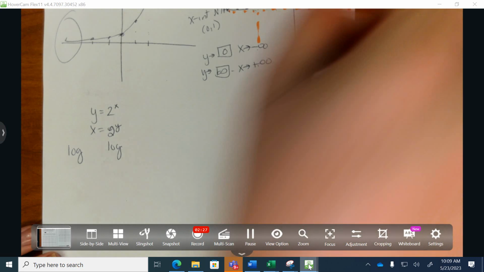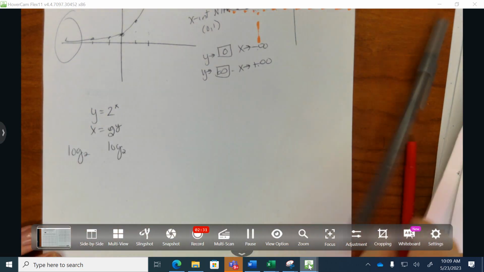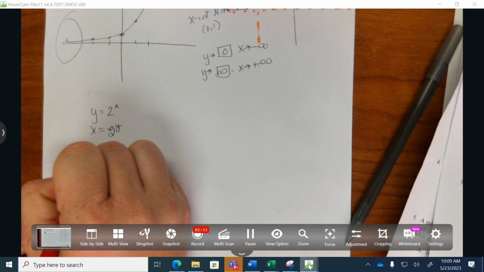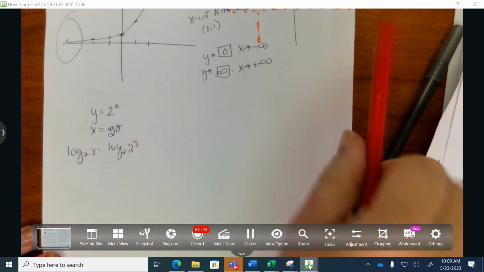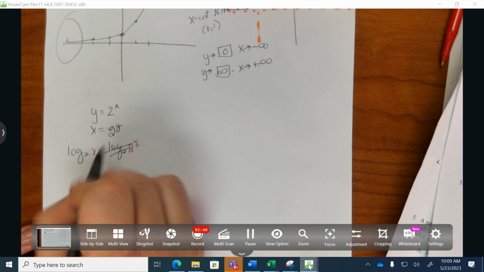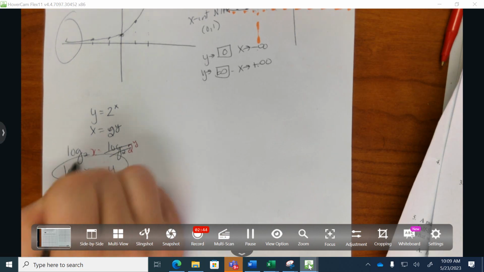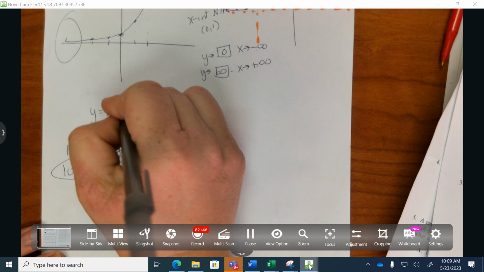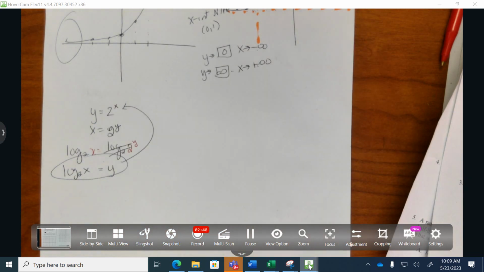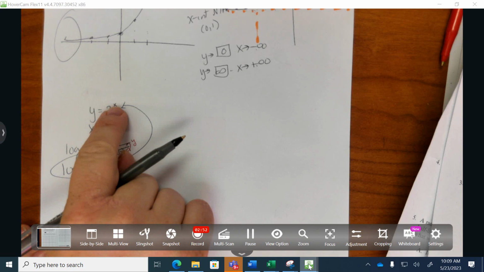So I write down log base 2 on both the left and the right, and then I put in everything that remained in that original equation. On the right-hand side, log base 2 and 2 are going to be eliminated. I bring down the y, and this is the inverse of this original function. Now, how do I denote it as the inverse? With a negative 1 as the exponent. This is the inverse of this.